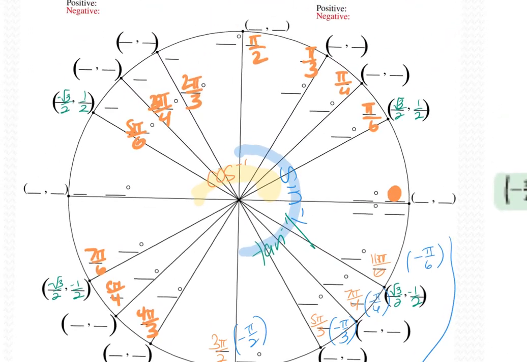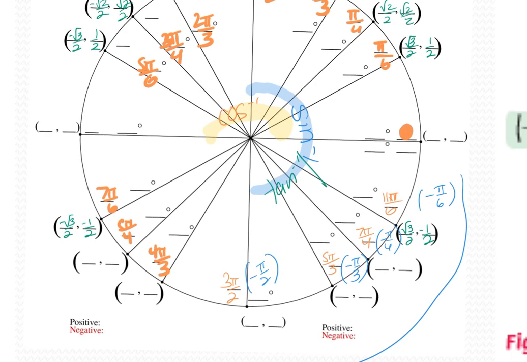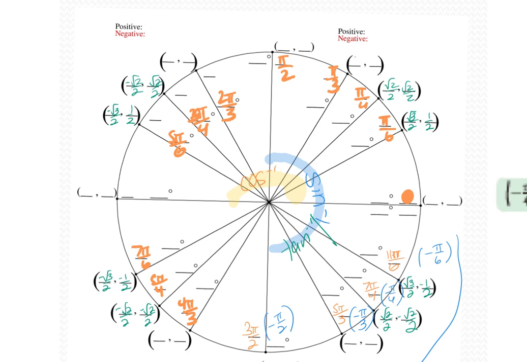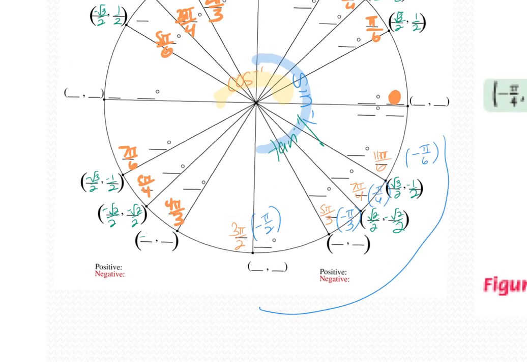Every over 4 is root 2 over 2. So root 2 over 2, root 2 over 2, negative root 2 over 2, and root 2 over 2. Both are negative here. Positive x, negative y. And then your over 3s. Your over 3s are 1/2, root 3 over 2. Negative 1/2 here, positive root 3 over 2. Both are negative here. Positive 1/2, negative root 3 over 2.